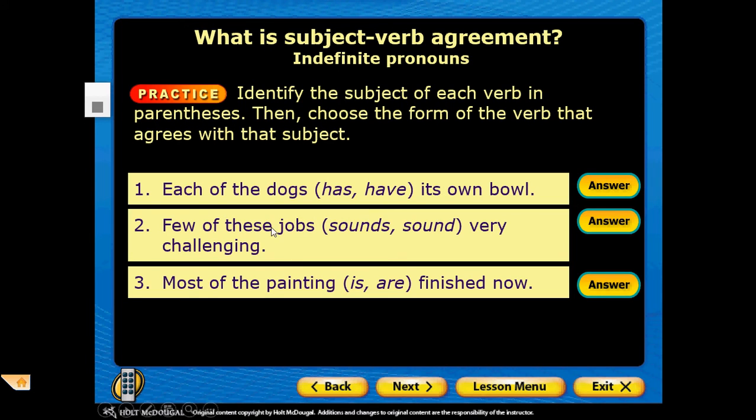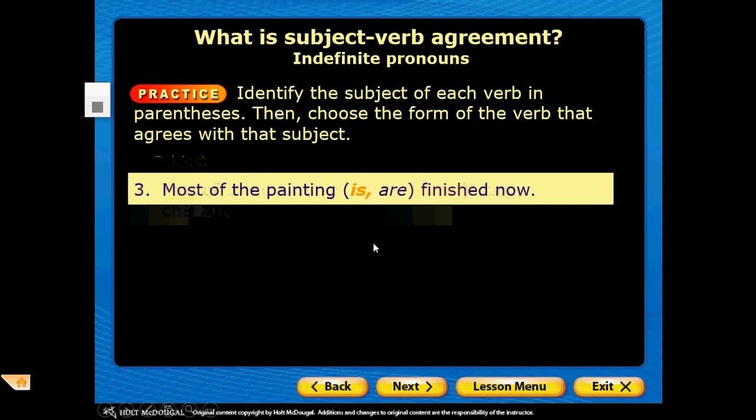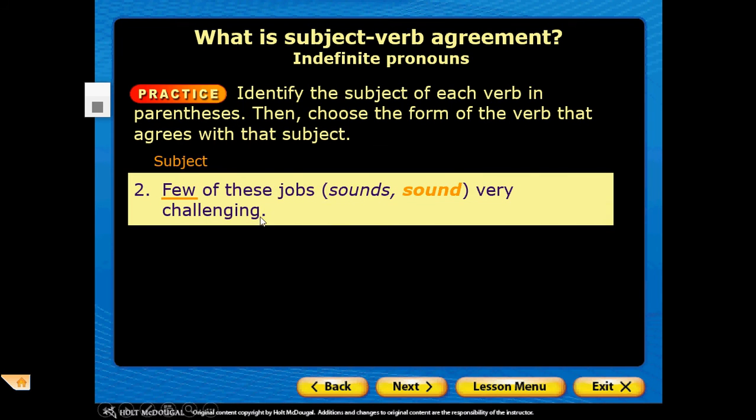Few of these jobs sound very challenging. So am I talking about one job or few of the jobs? More than one. Yeah, and few is more than one. That's why I'm going to go for a plural verb. Is it the one with the s? No, because s signals a singular verb. This time I'm going to go for the one without the s, which is sound. Please try, after you finish answering a question, to find a proper explanation why you have chosen this choice.